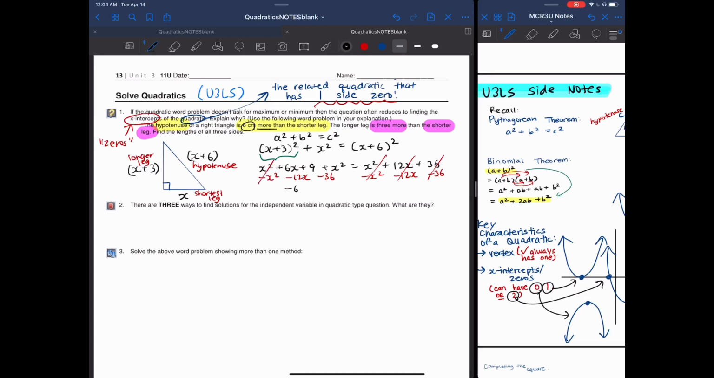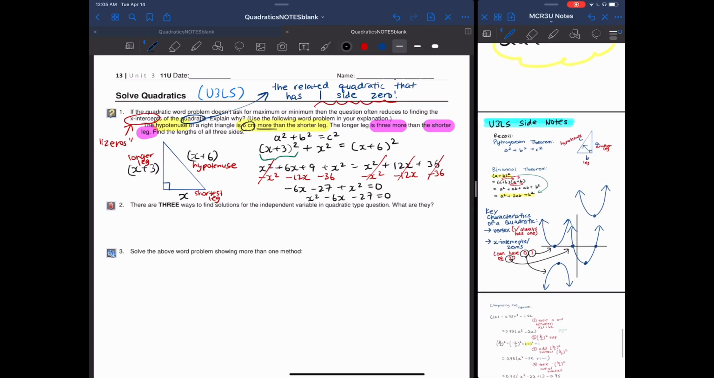Negative 6x plus 9 minus 36 is minus 27. So minus 27 plus x squared equals 0. I usually write it so that it's highest to lowest degree. So it's x squared minus 6x minus 27 equals 0. So far I have written the standard form of my equation, and I set up my equation for part 1, question 1. Question 2. There are 3 ways to find solutions for the independent variable on the quadratic type question.